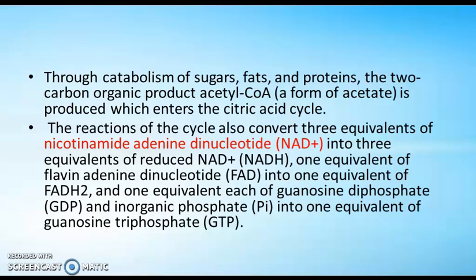That is NADH, the reduced form. So 3 molecules of NADH; 1 molecule of FAD, that is flavin adenine dinucleotide, is converted into 1 equivalent of FADH2. That is 3 molecules of NADH, 1 molecule of FADH2, and 1 equivalent each of GDP, that is guanosine diphosphate, and inorganic phosphate, into 1 equivalent of GTP. So GDP can be converted to GTP.